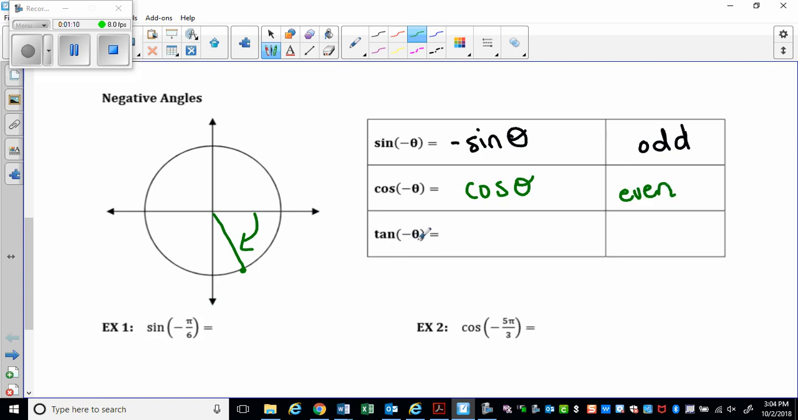Tangent at negative theta is, well, that's negative sine of theta over cosine of theta. And since this function went from positive to negative, this is also an odd function. Okay, so negative sine over cosine, I'm just going to put this in as negative tangent.